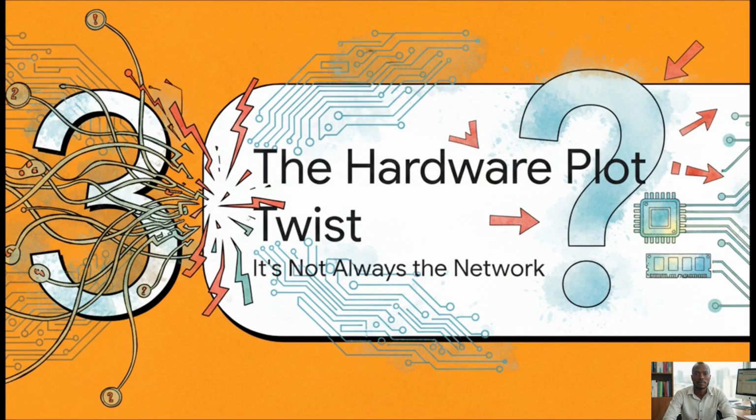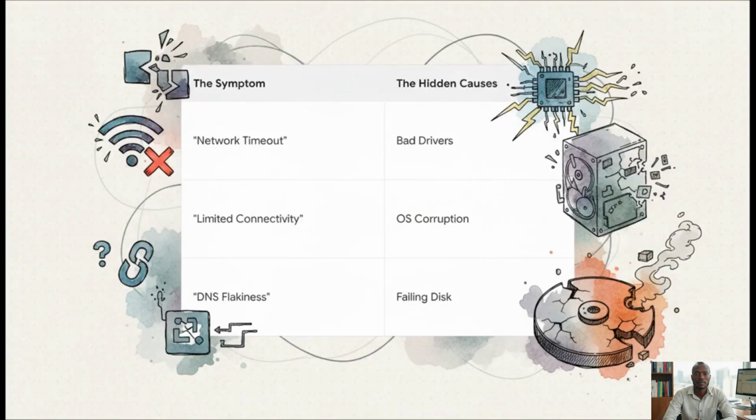So, we've run all of our network tests, and maybe we still don't have an answer. This is where the story takes a fascinating turn. What if all the clues we've gathered have been pointing us in the completely wrong direction? What if the problem isn't the network at all? And this, right here, gets to the absolute heart of our golden rule. This shows how common network symptoms can actually be caused by something totally different.